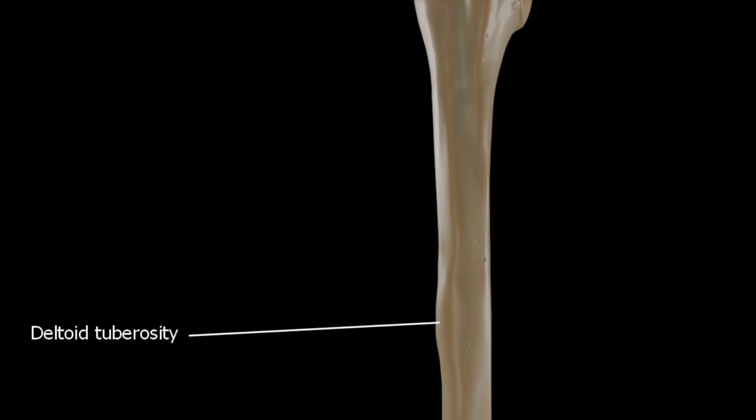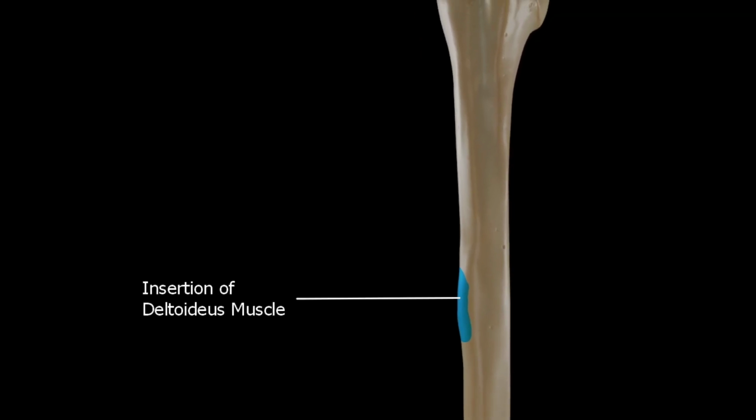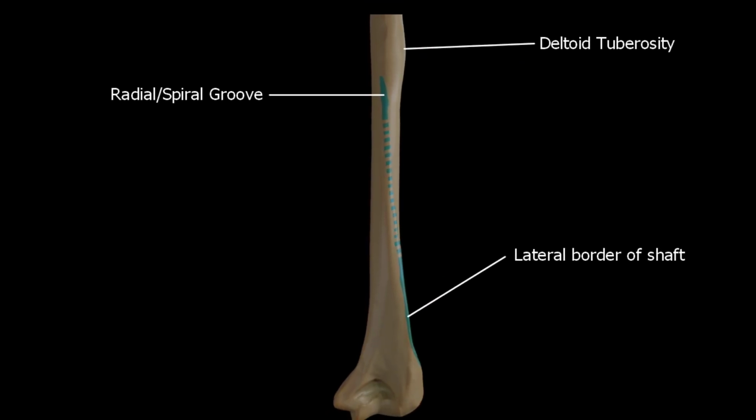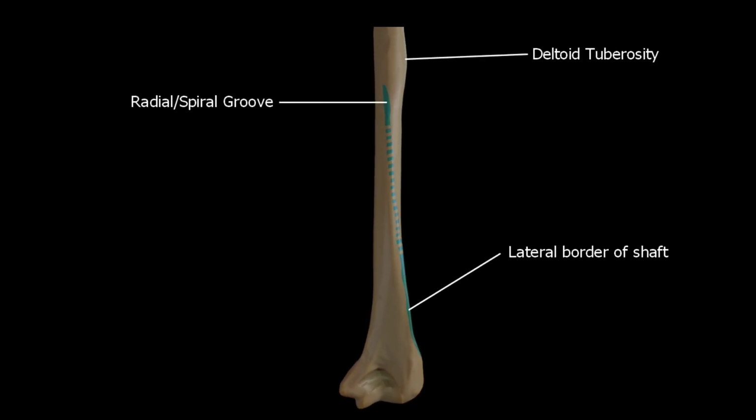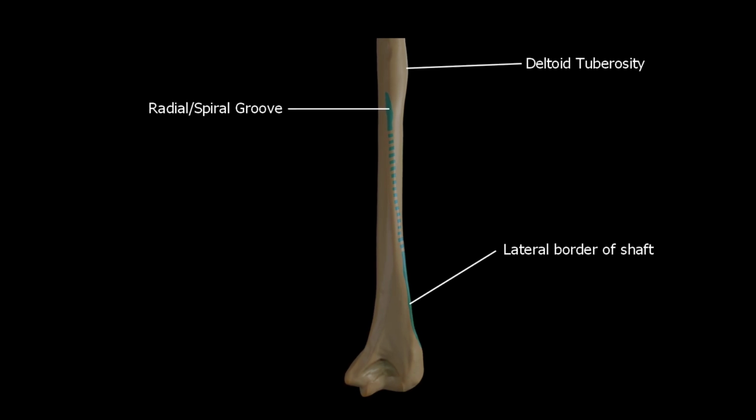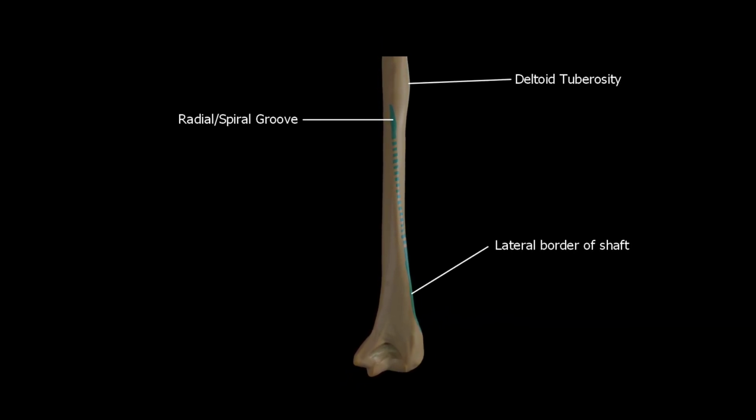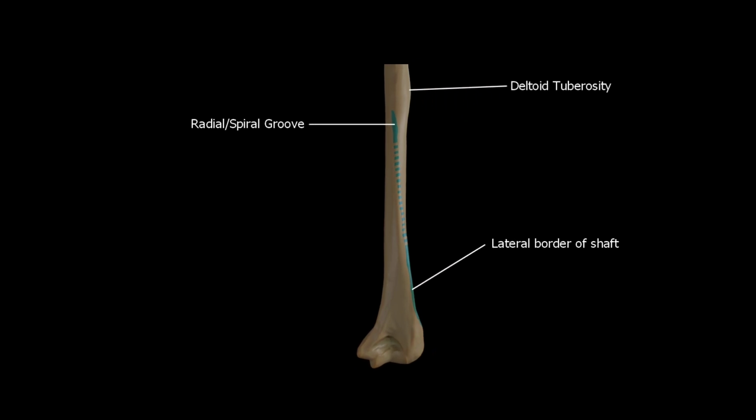This is deltoid tuberosity. There will be insertion of deltoid muscle. Radial groove, also called spiral groove, continues as the lateral border of shaft. This is all about upper part of humerus.